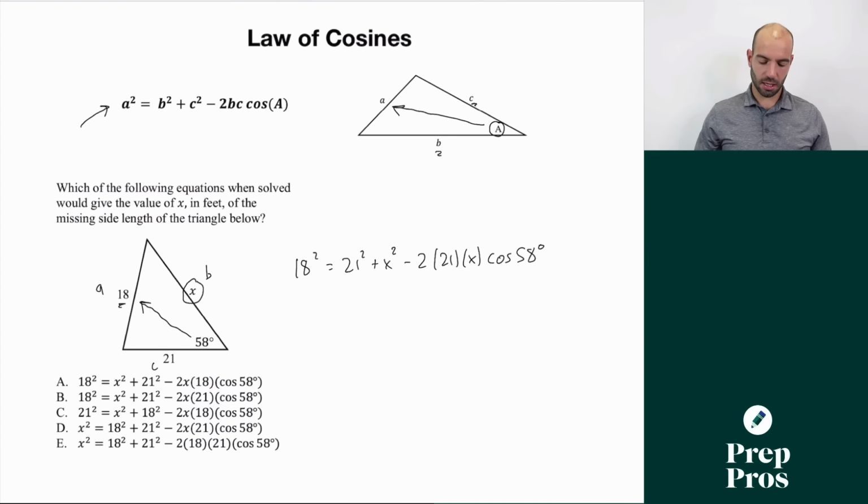So all we need to do is check the answer choices and see which one matches. I wrote the 21 first, the x could be first. What I wrote is the exact same as what we see here in B, and that would be your correct answer.